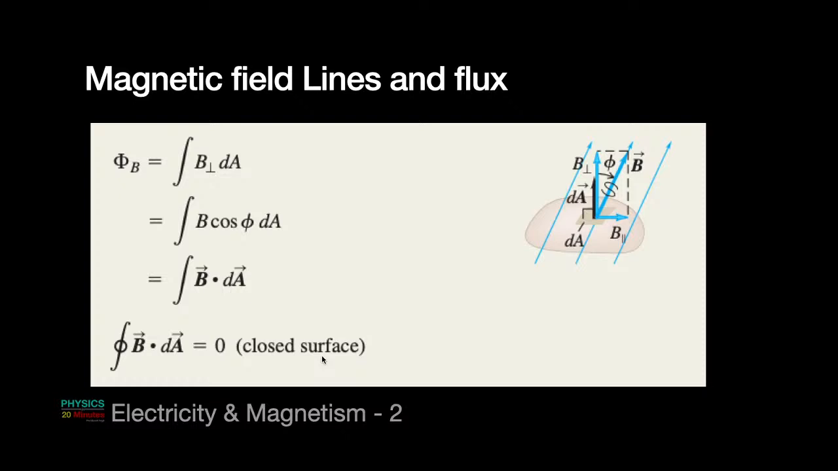Recall for electricity, for any closed surface, the integral of E dot dA is sigma q by epsilon naught, because there can be charges inside where the electric lines of force terminate, they end, and they will never come out. So you can calculate. Here there's nothing to calculate. So magnetic lines and flux are important. These are the basic equations that will help you to do a lot of calculations.